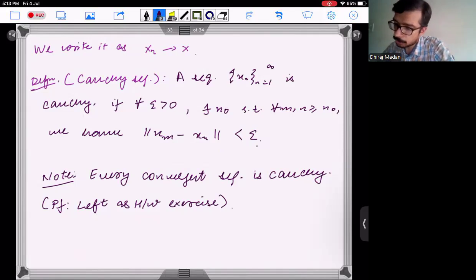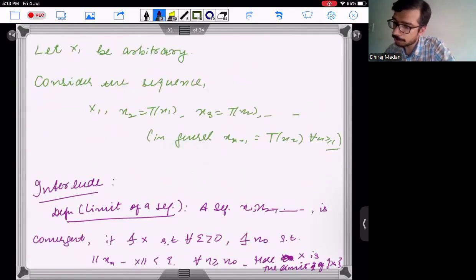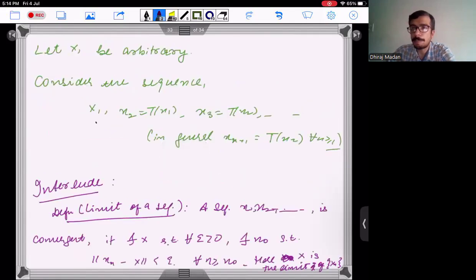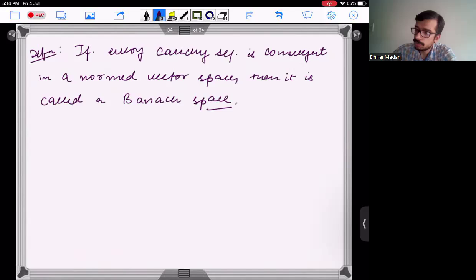Okay, so this was an interlude. Now this is over. So let's get back to our proof. So we started from the sequence x1, x2, x3, and so on, which is obtained by applying T repeatedly. Now this interlude is over, so we are now back to the proof.